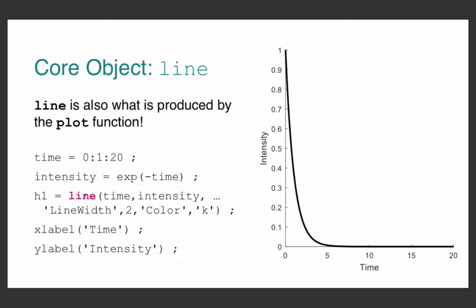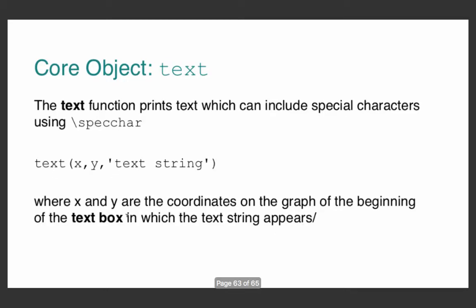So line. We've got our x data, which is exponential decay, so time, exp of minus time, and it uses line to create that. It passes these extra parameters, line width 2, color k. Of course, we could use set later to change those. We can use text to put text on our plot, and we can use backslash special characters to insert a range of special characters.